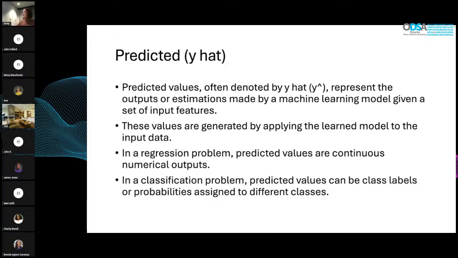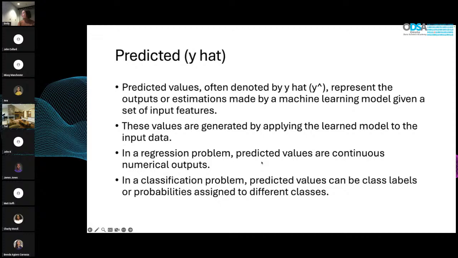So why hat? Usually you will not have this spelled out separately. I need to figure out how to put math notation in PowerPoint slides, but it's the y with the little caret on top of it. I put it next to it here, but imagine it's on top. So it's usually called y hat. These are our predicted values, and they represent the outputs or the estimations made by our models given a set of input features. So f of x is equal to y hat. Y hat is our predicted output given the input.